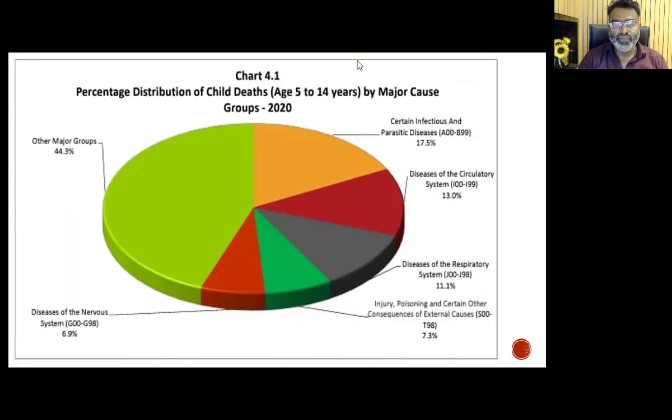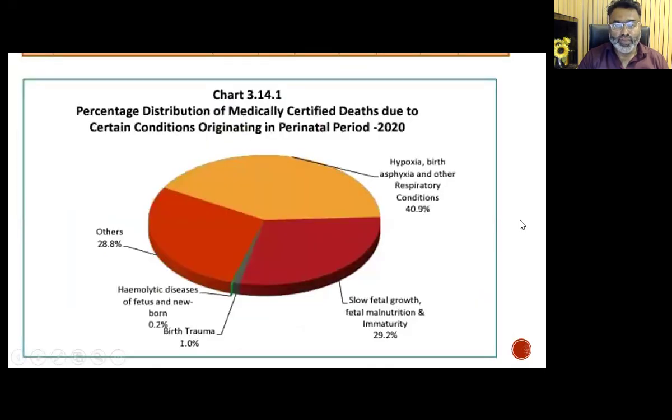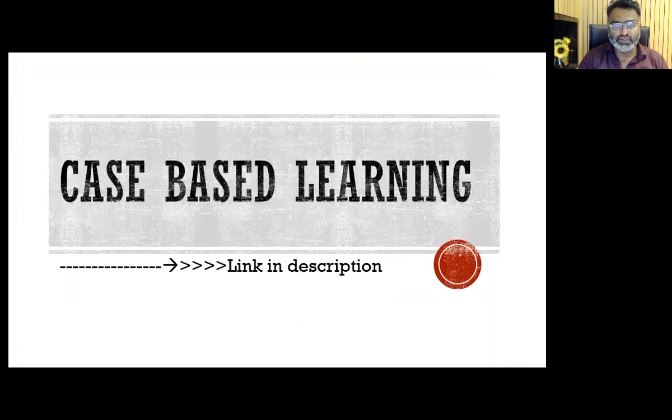Form 4 is for child deaths, for pediatricians: infectious disease, circulatory system, respiratory system, nervous system, and all other major groups. This is for the perinatal period, hypoxia and asphyxia due to respiratory conditions as a leading cause, and so on and so forth. So for each specialty, I have developed a few cases on which we discuss how to fill this form correctly. We discuss the entire history, entire events, and then how to correctly fill the form. If you are interested, you can contact me, message me, and I will send you the relevant module.